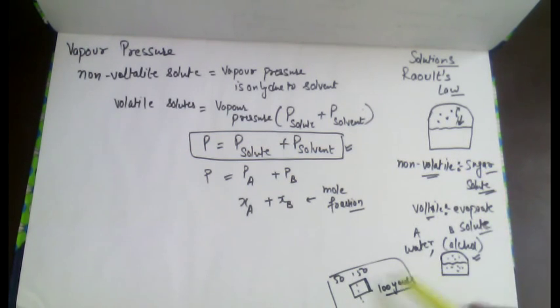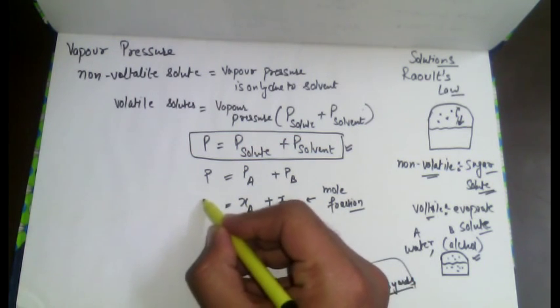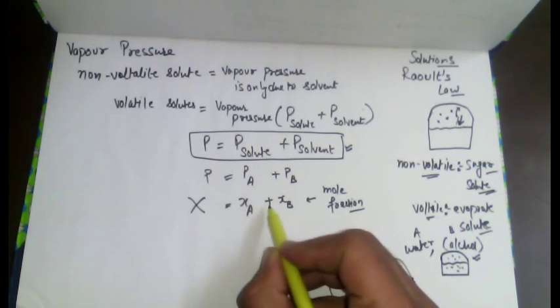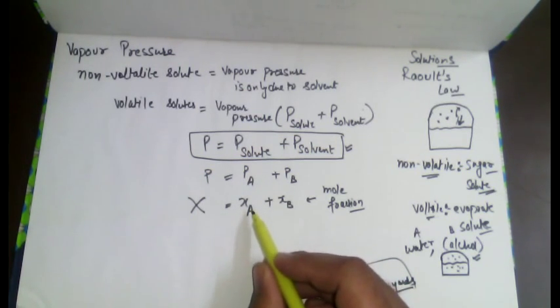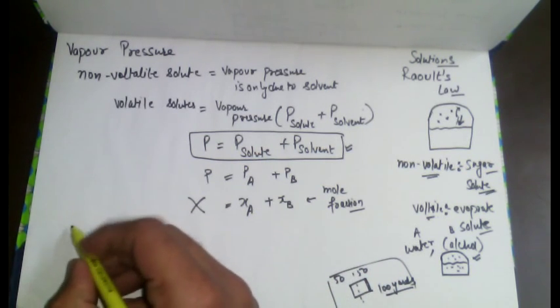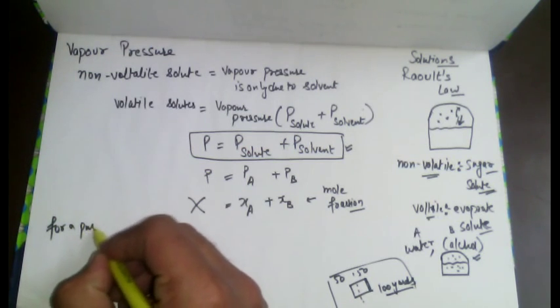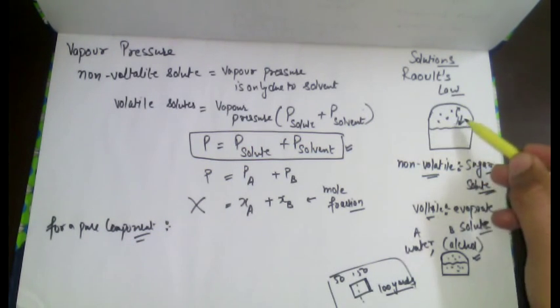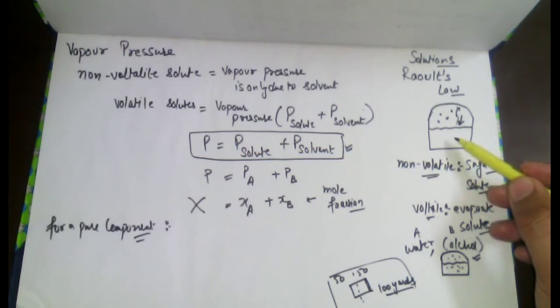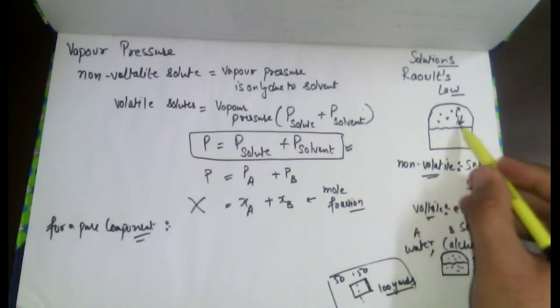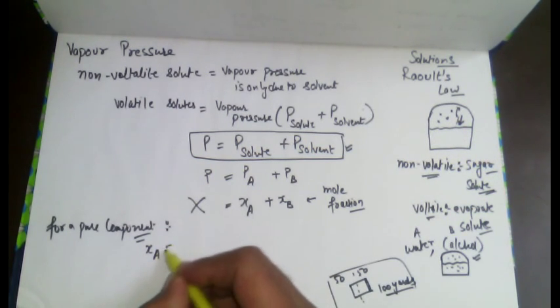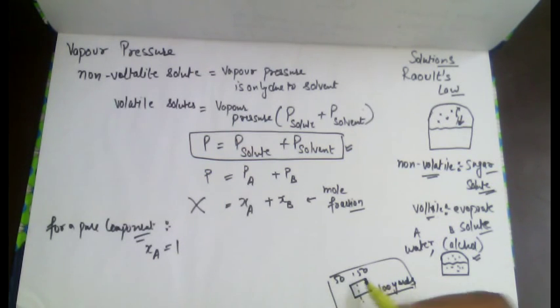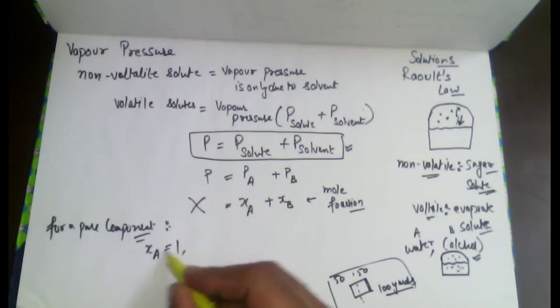So how can we represent it? We represent this as overall mole fraction. The total mole fraction is the sum of the two. Let's take an example for a pure component, a pure liquid in a jar. There will be no division, so we write overall for a pure component. This means that the solution has only one component, the other is absent.